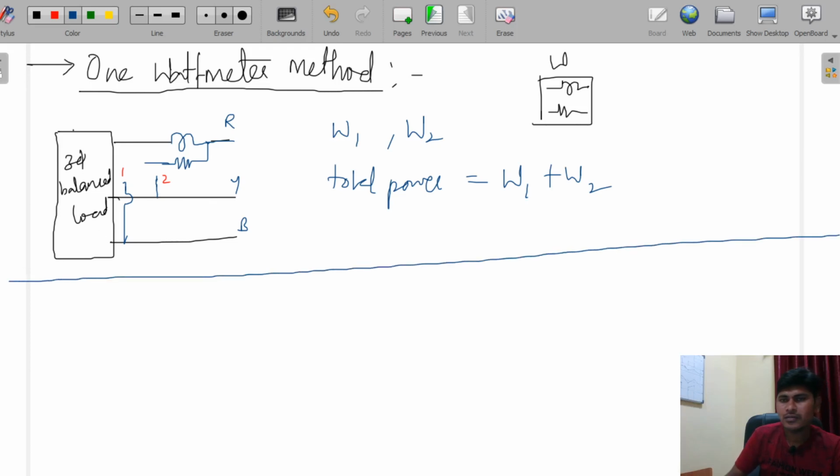But this method doesn't work for unbalanced load. For sure, this should be a balanced load. This cannot be applied for unbalanced load. This method can only be applied to a three-phase balanced load. Now we'll go for another kind of arrangement.